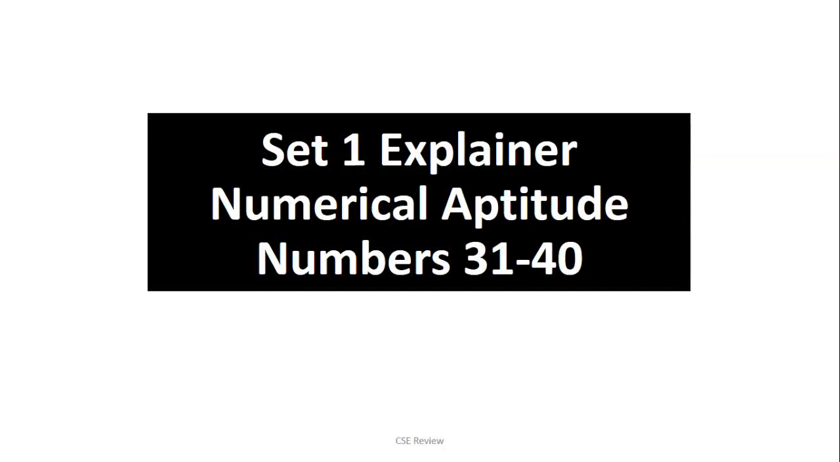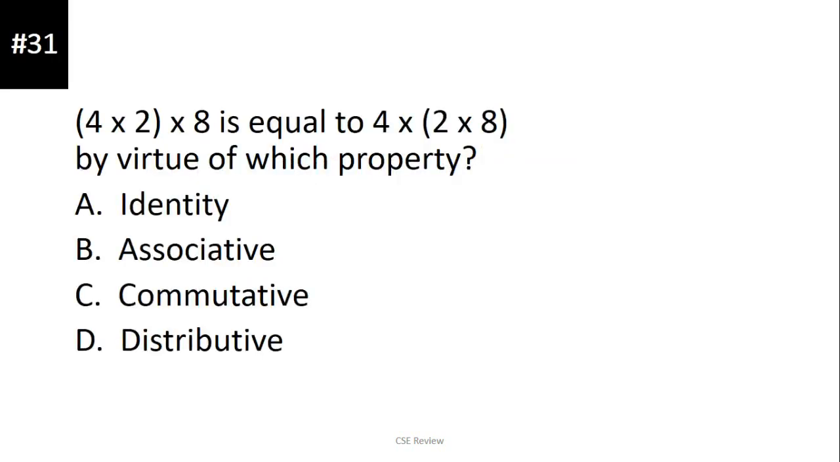Okay, let's solve yung mga numbers 31 to 40 ng ating math part ng set 1 booklet. Number 31, 4 times 2 times 8 is equal to 4 times 2 times 8. Meron lang tayong changes dun sa parentheses.